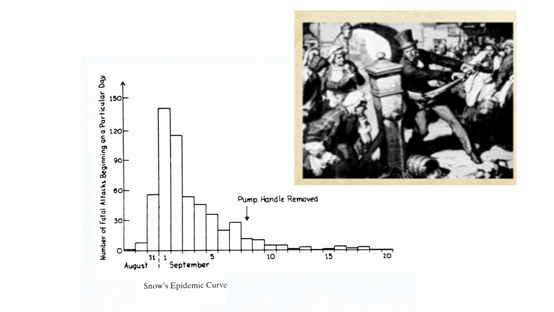And what surprisingly happened is that after the pump handle was removed on September 8th, as we can see in this figure, this is the John Snow epidemic curve. He drew this curve between the number of cases for every day during that outbreak, and after removal of the pump, the disease started to disappear and the cases were reduced dramatically. Now people started to believe him and to believe that there is something in that water that caused the disease.